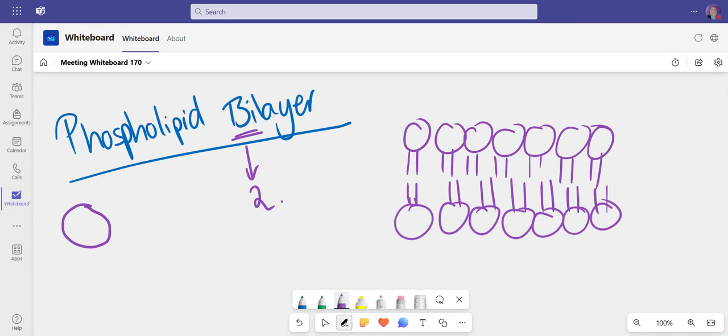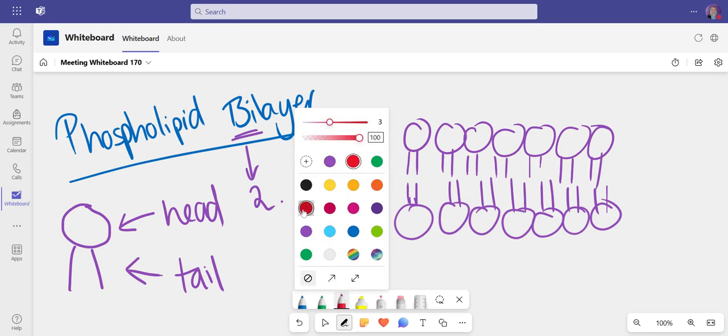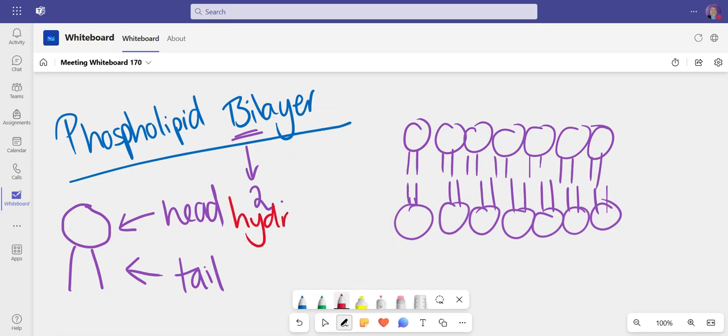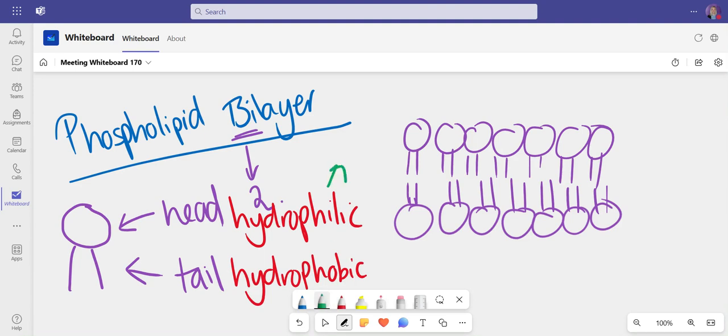Now, remember what a phospholipid is. You can see the detail a little bit more in the lipids video, but basically it's got a head and it's got a tail. And we need to know the properties of the head and the tail. So the head is what we call hydrophilic, and the tail is what we call hydrophobic. So hydrophilic things are attracted to water, and hydrophobic things repel water.